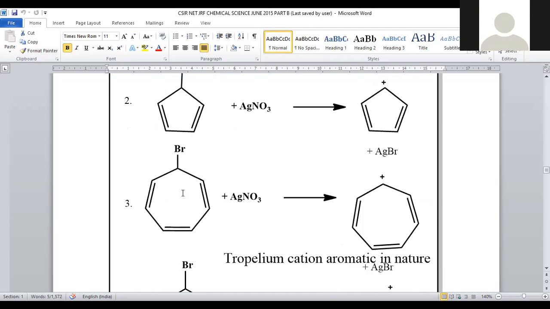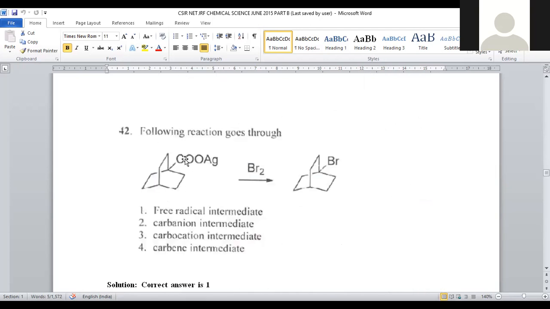Let us move on to question number 42. The following reaction goes through... Here we are taking a bicyclic ring system with COOAg, the silver salt of a carboxylate. Upon treating with bromine, what happens?